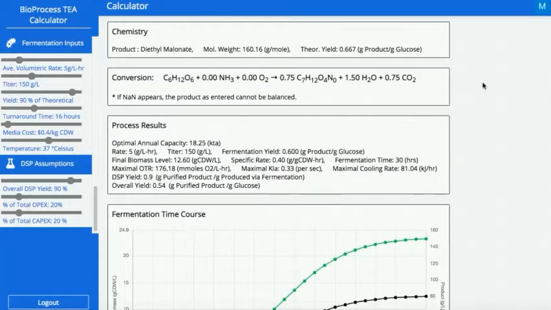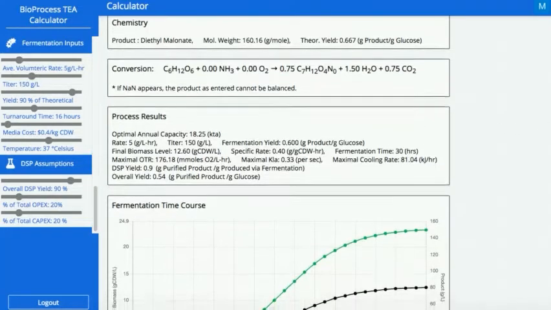The next results summarize the chemistry, including the input chemical name, its molecular weight, and the theoretical yield from glucose. The yield is determined by the balanced conversion equation. It is important to note that this conversion represents the theoretical maximal chemical conversion and is not specific to any particular biochemical or metabolic pathway. In many cases, the theoretical yield for a given metabolic pathway to produce a chemical is less than the maximal chemical conversion yield given here.